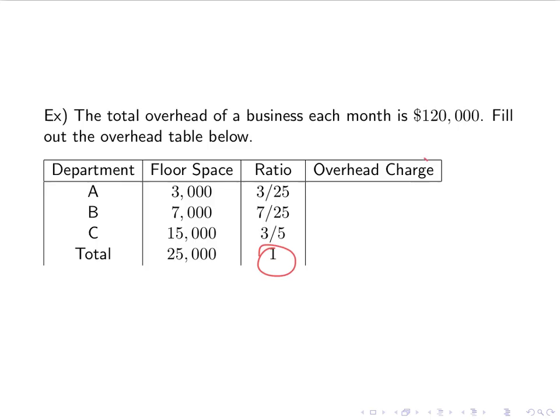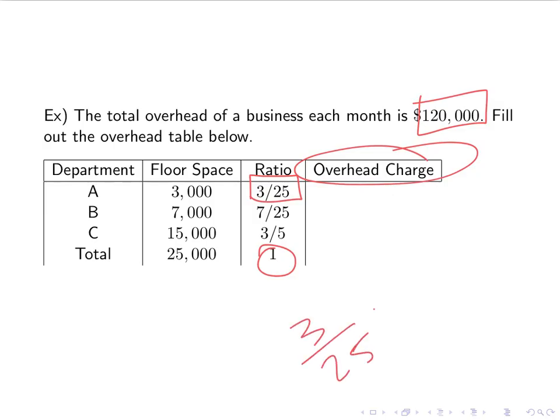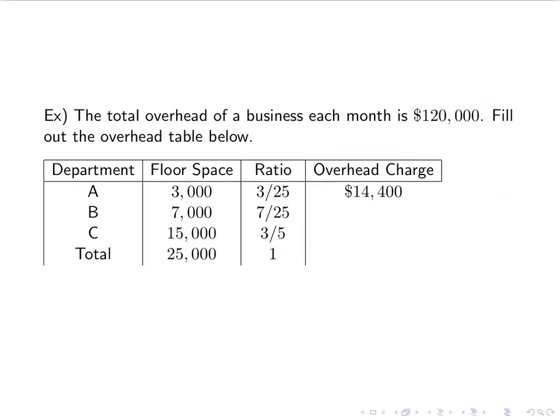Okay, the last part is to find out the overhead for each department. So what we do is we take the ratio and multiply it by the total overhead, because we're figuring out what is 3/25 of 120,000. And remember, of means multiplication. So we're taking 3 over 25 times 120,000. If we do that, we get $14,400. Depending on the ratio and the total overhead, we might have change. And just remember that it is dollars, so you're going to have to round to 2 decimal places. These ones aren't going to be too bad in this example, though.